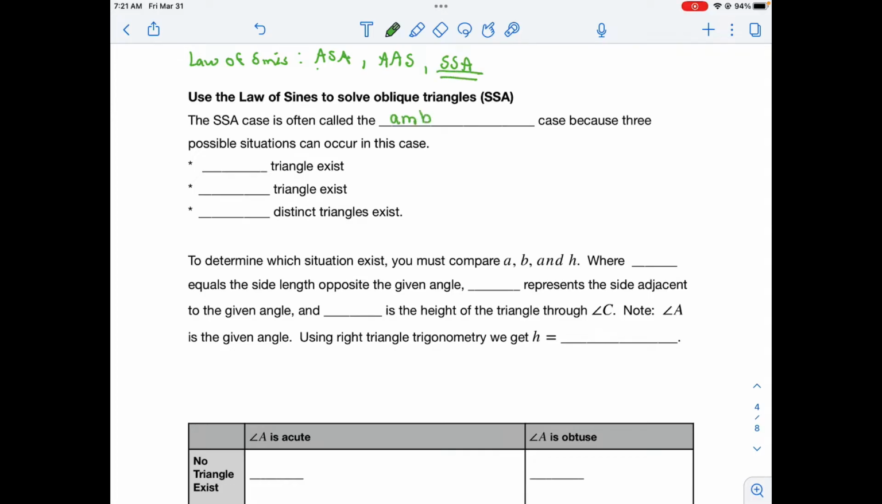The side-side-angle case is often called the ambiguous case because in this type of situation you could end up with one triangle, no triangle, or two triangles. So it's ambiguous how many solutions you're going to have. You could have no triangle exist with the given information, you could form one triangle, or you could form two triangles.